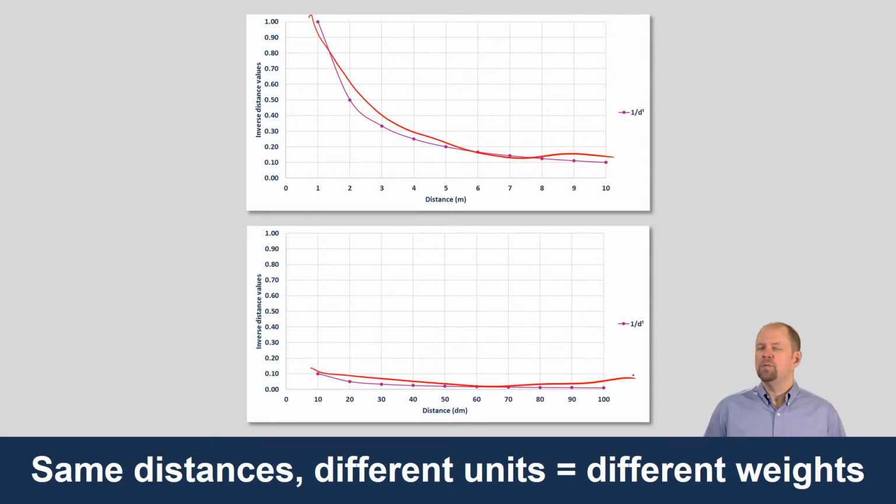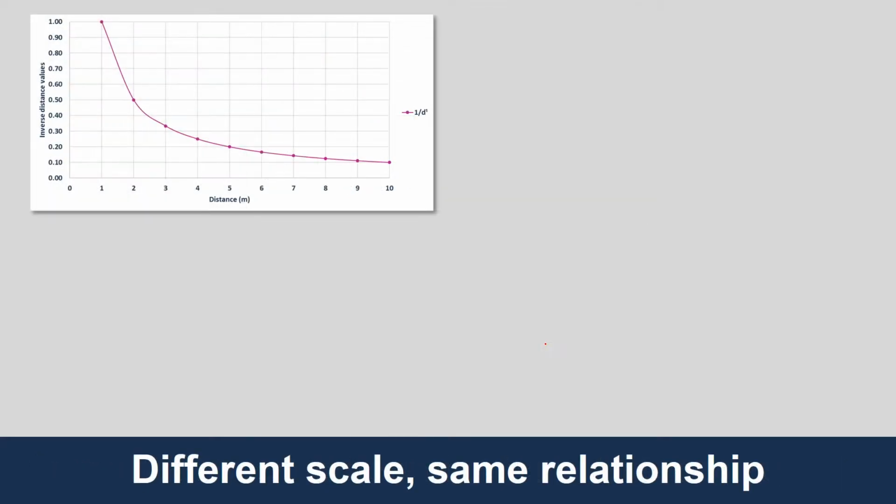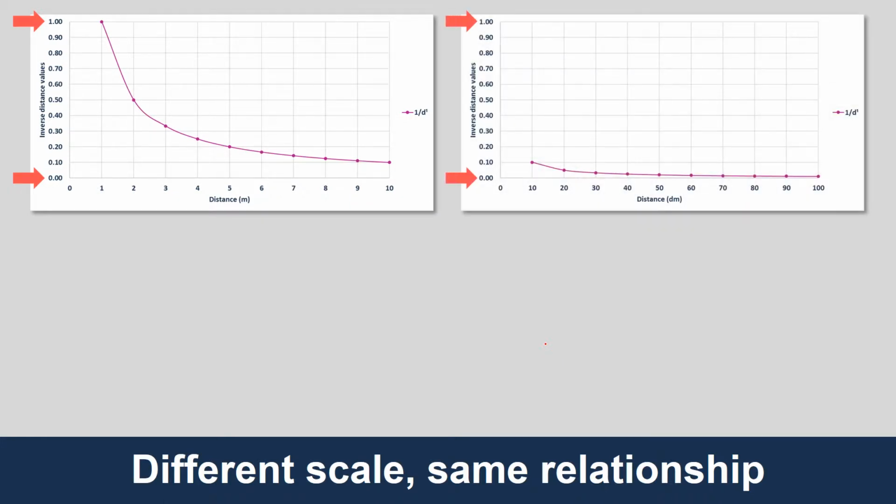So you would think this would be a problem. We're looking at this and going, well, wait a minute, this isn't really working very well because we're getting two different weighting functions based on the same distances. It's actually not a problem, and I will show you why. Here we have a curve based on our distances specified in meters, with a scale from 0 to 1. Here we have the same distances, only in decimeters, with a scale from 0 to 1. So this is where it makes it look like we have a problem.